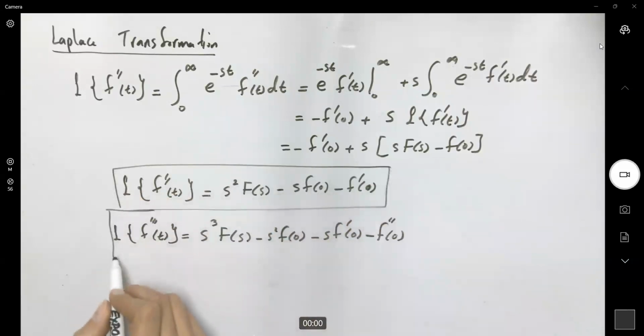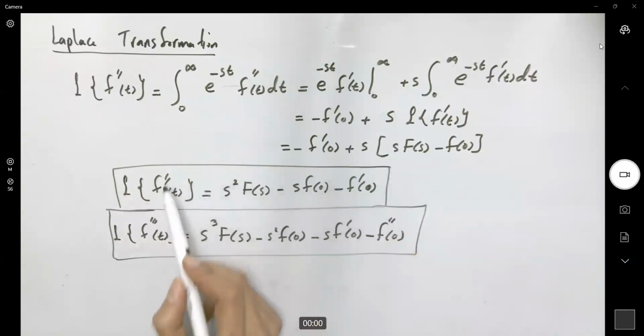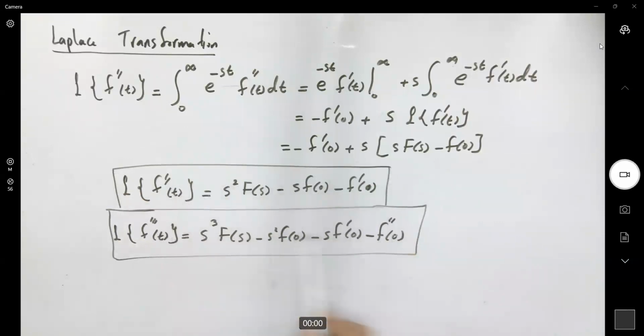So whenever we're solving a differential equation and you're dealing with the first derivative, second derivative, or third derivative using the Laplace transformation, we can always use these substitutions.